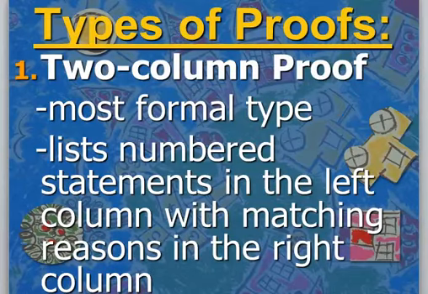There are three types of proofs we'll be discussing. The two-column proof is the one we've been using, that we use to prove statements about lines, segments, and angles. So the two-column proof is the most formal type. It lists the numbered statements in the left column with matching reasons in the right column. And we did say that you have to have your statements in the left, you have to have your reasons in the right, and they do need to be numbered. This is the one we'll use the most in class.